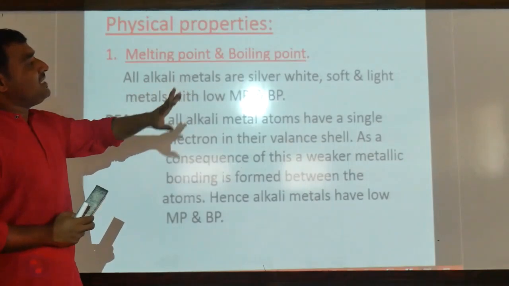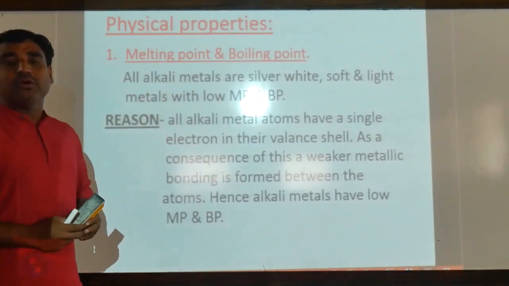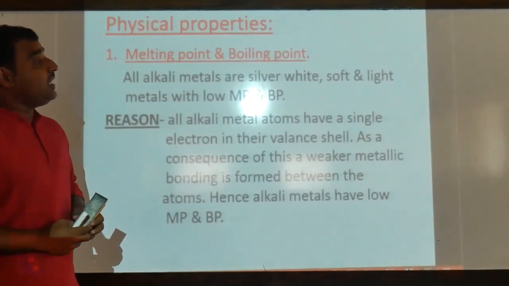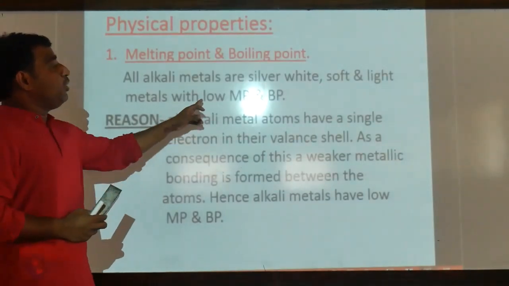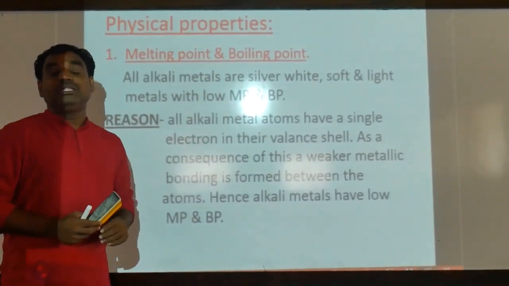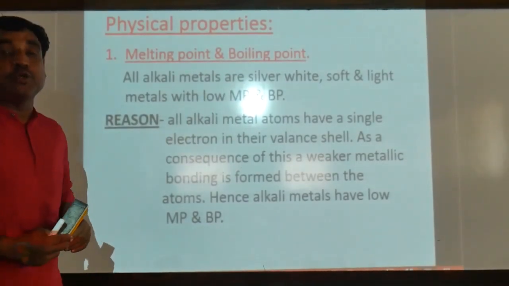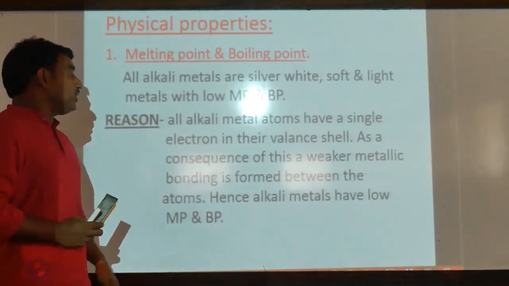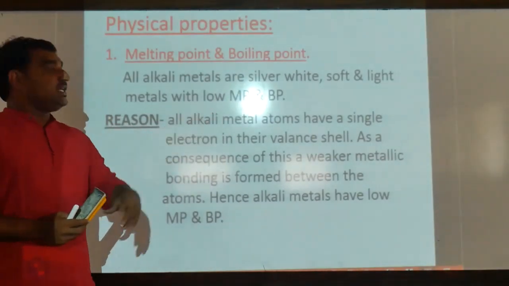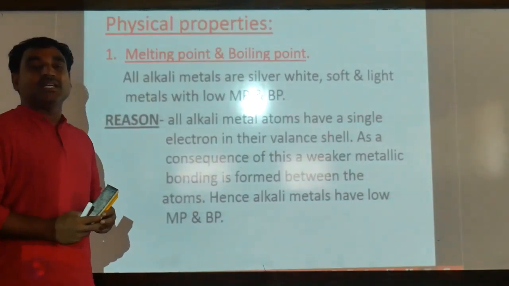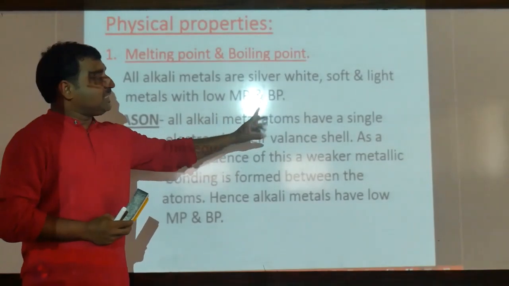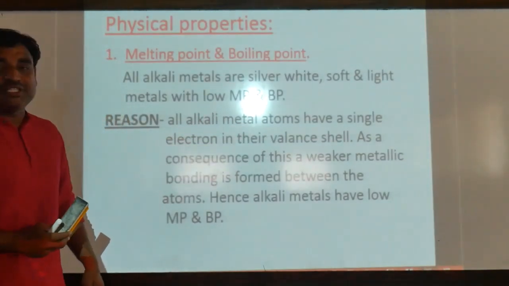All alkali metals are silvery white in color, so these are soft metals with a silvery white color, and light metals with a low melting point and boiling point. These S block elements, that is the first group elements, have a low melting point and boiling point. The reason is, as we discussed yesterday in the electronic configuration of the first group elements, all alkali metal atoms have a single electron in their valence shell.